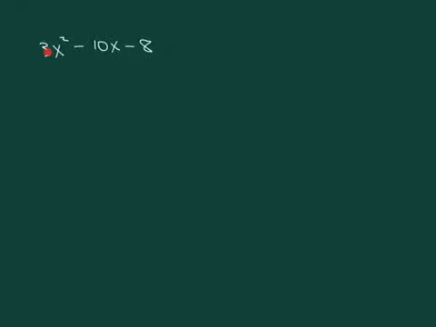Okay, so there we go. A number in front of the x squared that's not a 1. All right, so first thing we do is take this 3 times negative 8, and we write it over here. So what we're doing is looking for two numbers that multiplied together give me negative 24, and added give me a negative 10. Okay, so I'm just going to put one down here.